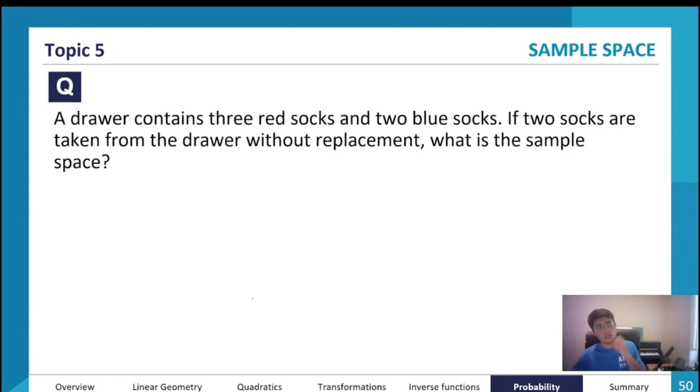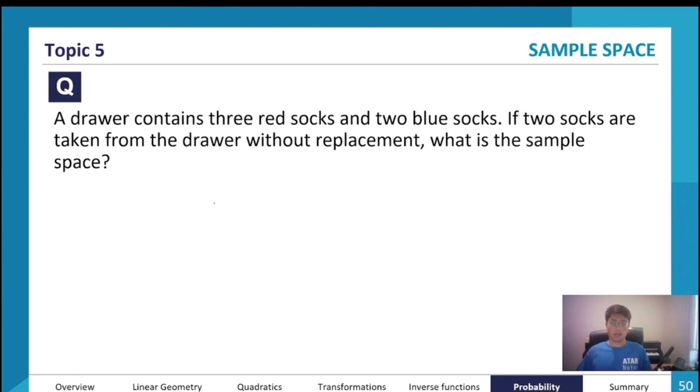Okay, so a drawer contains 3 red socks and 2 blue socks. If 2 socks are taken from the drawer without replacement, so we take them out and then we don't put them back, what is the sample space? Let's consider what could happen. What are all the possibilities? That's what the sample space is asking for.